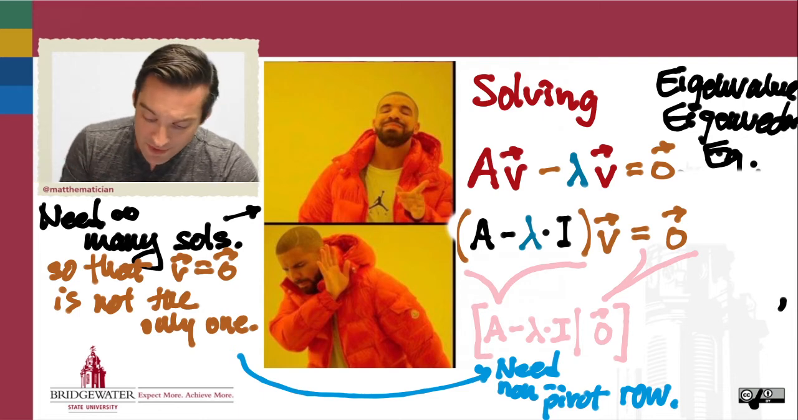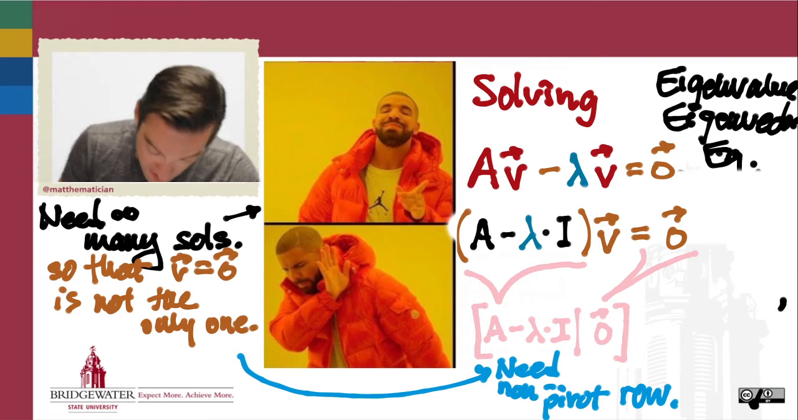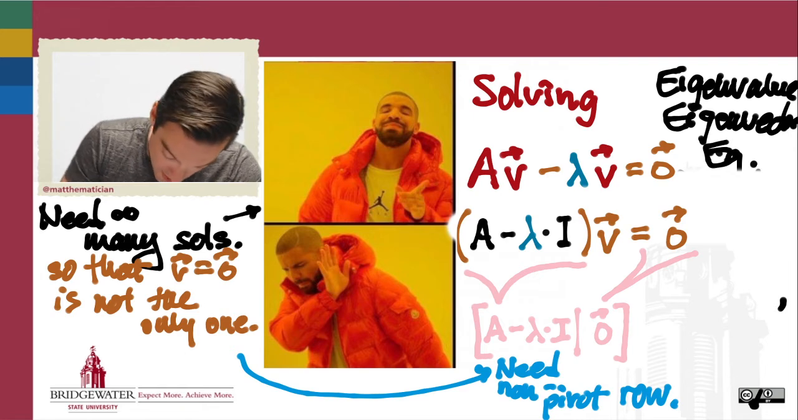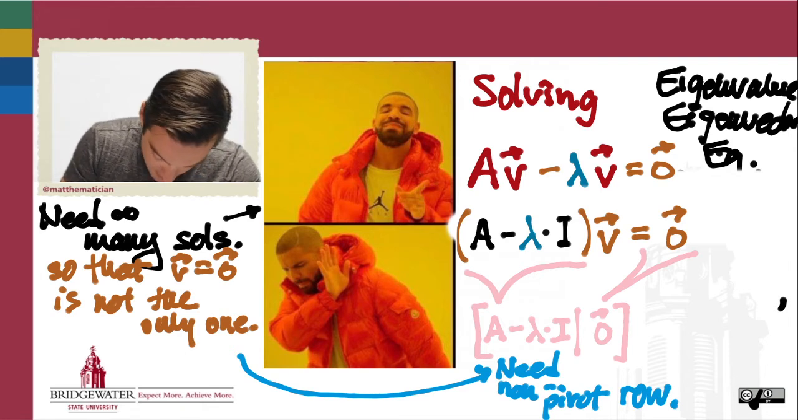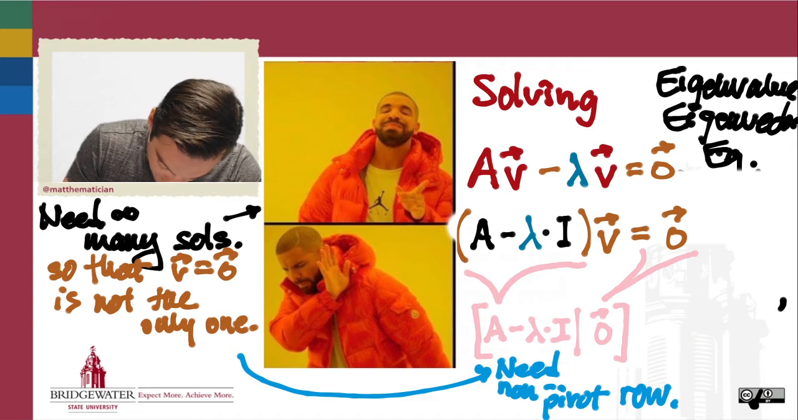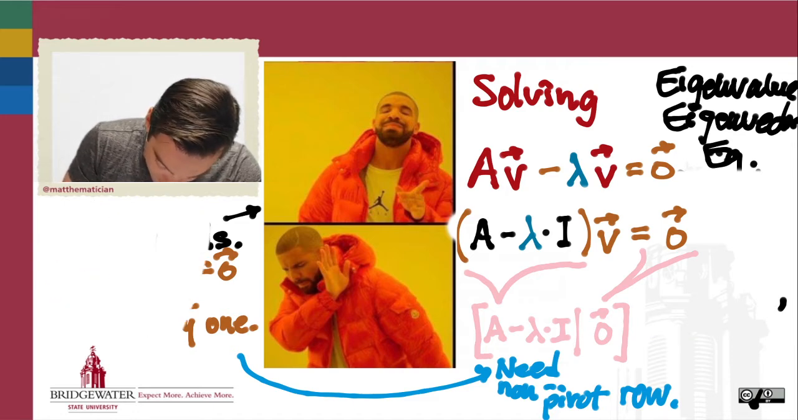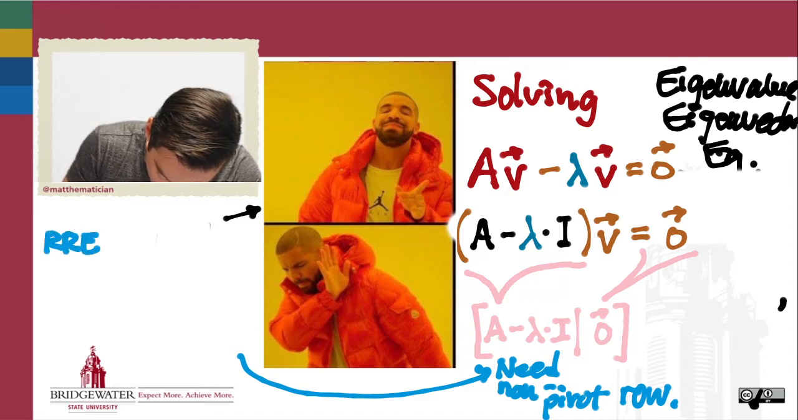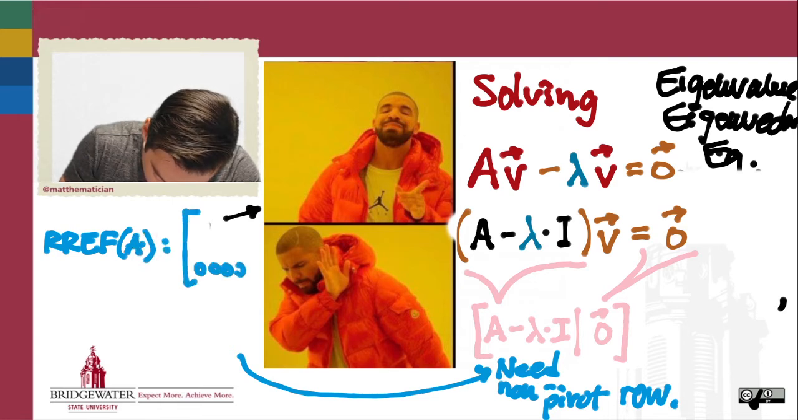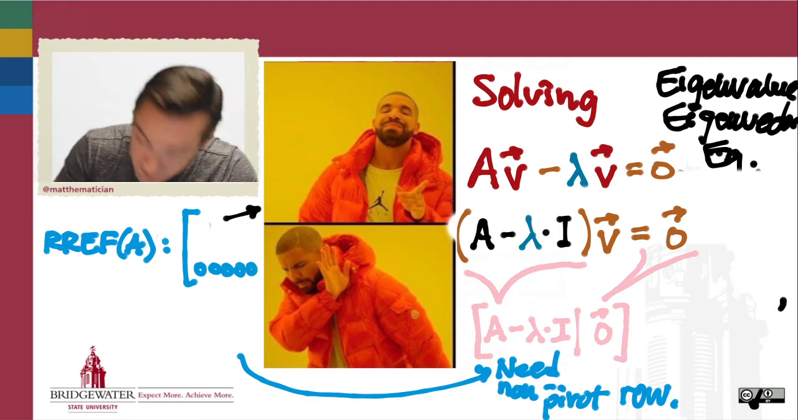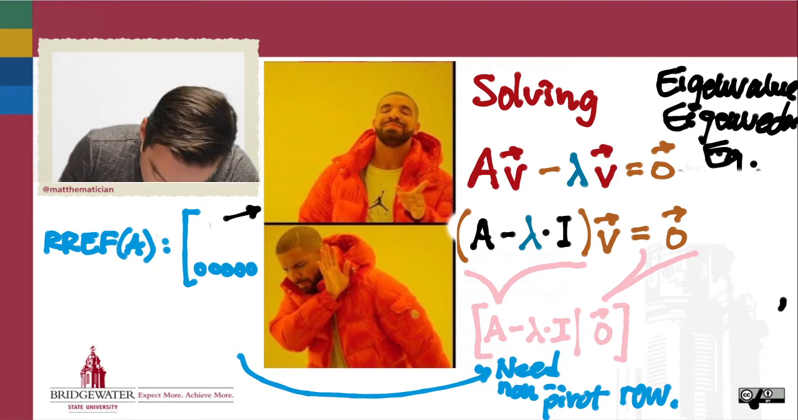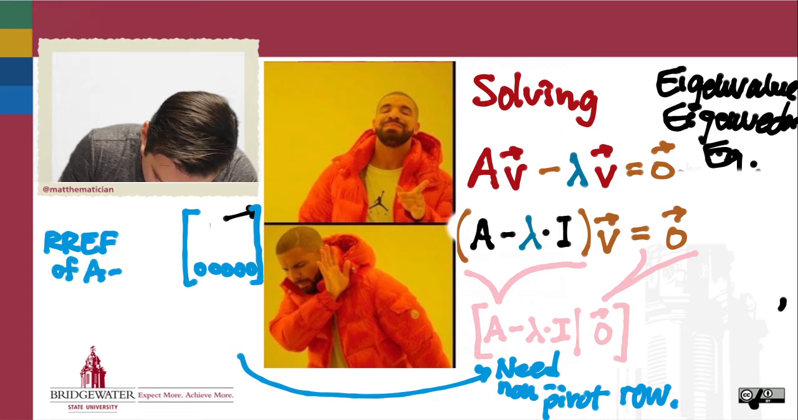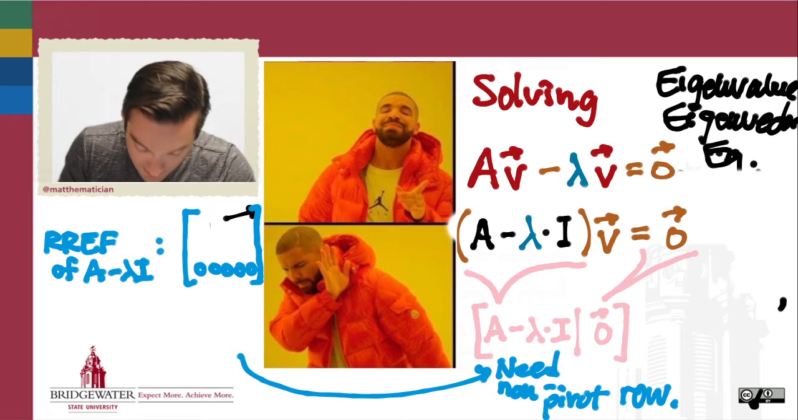A non-pivot row in a matrix is just a row in the reduced row echelon form which is all zeros. So another way to see what this means is we need the reduced row echelon form to have a row of all zeros. Maybe it's the last row, who knows? Oh, sorry, not the reduced row echelon form of A. I want the reduced row echelon form of A minus lambda times the identity. I don't want to get those two confused. So it needs to have a row of all zeros.